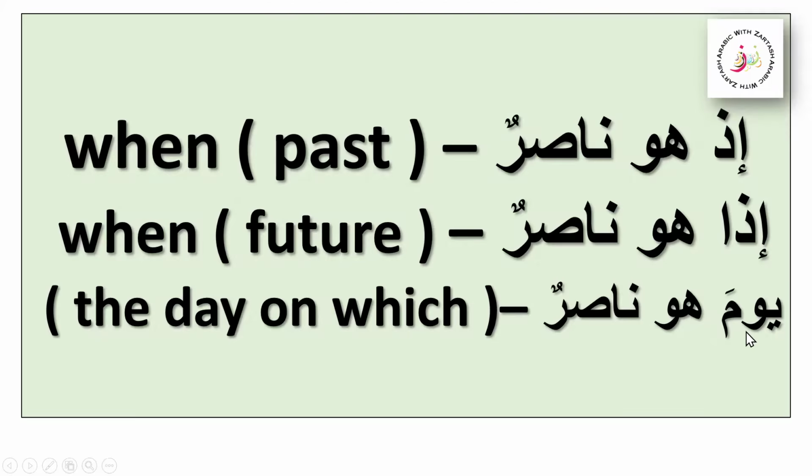So we have here these sentences with idh, idha, and yawma. We have idh huwa nasirun, idha huwa nasirun, yawma huwa nasirun. This is just a simple mubtada and khabar sentence, which now includes idh, idha, and yawma. We have huwa nasirun, but when idh, idha, and yawma are added to this sentence, we are going to see what difference it makes. So let's start with idh.